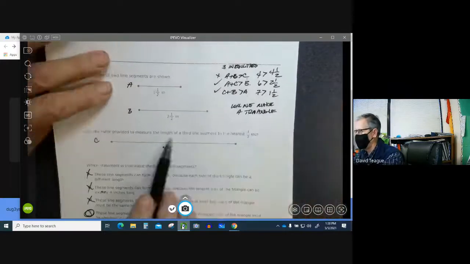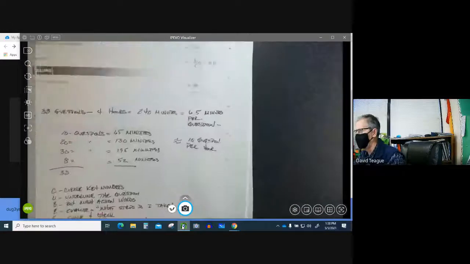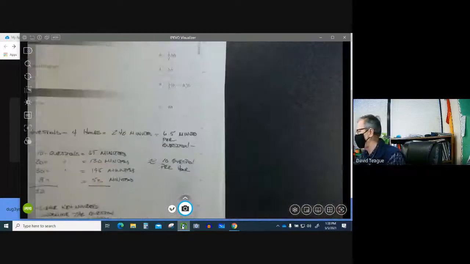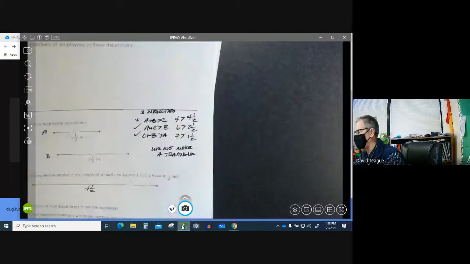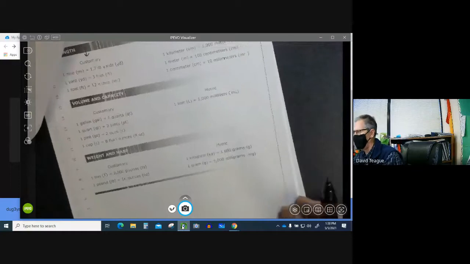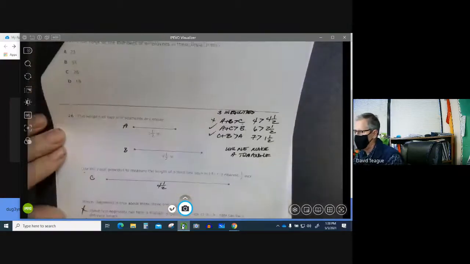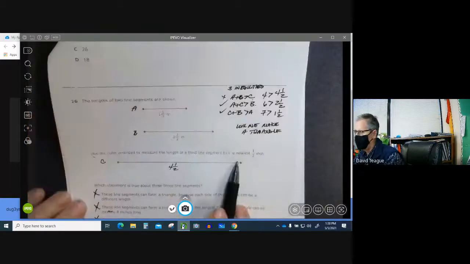And the question started by you measuring this line. And also remember, you have a ruler in your reference materials. So if you get a question like that, you just take that page, rip it out, and use it. You also have centimeters on the other side of the page. So don't forget you have that there. You have all your conversions in your reference tables, okay? Okay. So that was 26.